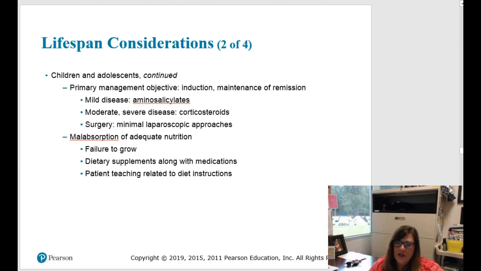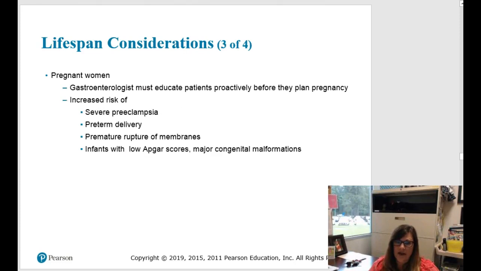Primary management is the objective. Really it just depends. Mild disease, again, they're going to use aminosalicylates. Moderate disease, corticosteroids. Surgery, hopefully they can do a laparoscopic approach. And then, of course, malabsorption is a problem with children, and we see that in failure to grow. They may do some dietary supplements along with medications, and patient teaching is important, especially regarding their diet.